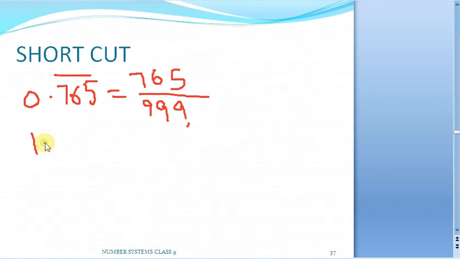Let me take one more example. Suppose it is 1.3 bar. Now see, what is the difference from the earlier case? Here the difference is, before the decimal point, there 0 was there, but here 1 is there. But how to actually do it? The thing is very simple. You just write 13 minus 1, 12 by 9.